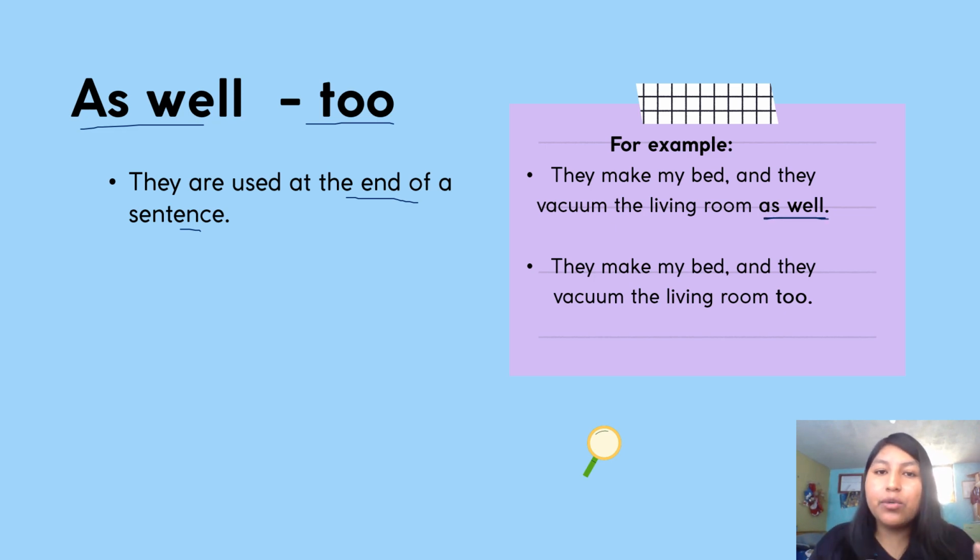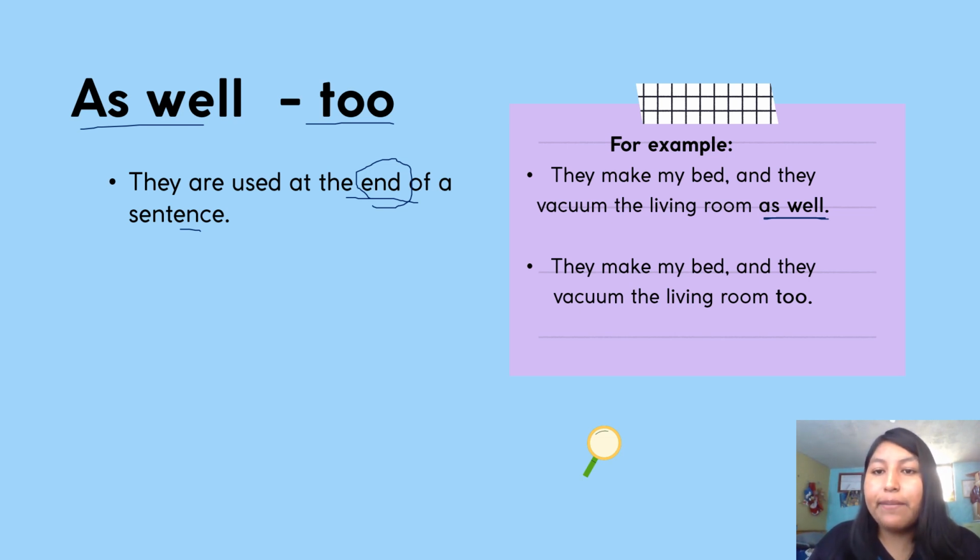As well and too mean también, but they are used at the end of the sentence. On the other hand, also means también, but it's used before a verb. Se utiliza antes del verbo also. Pero el as well y el too se utilizan al final.